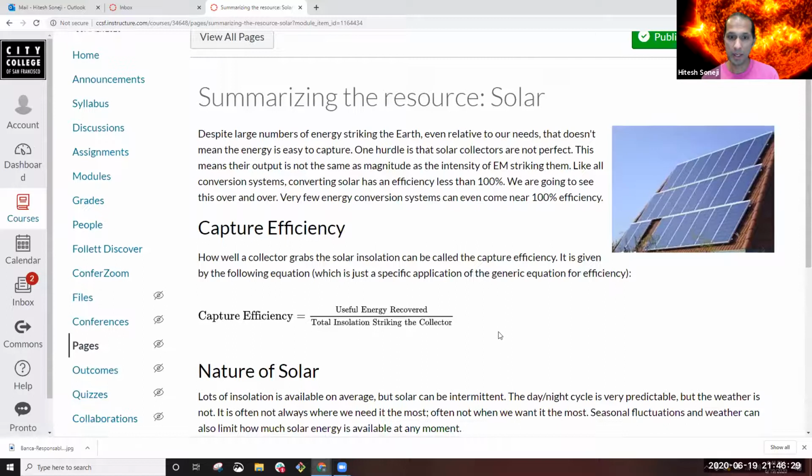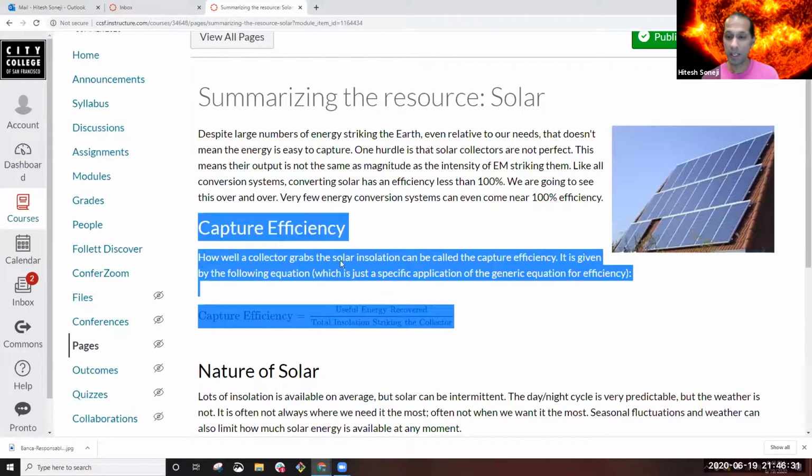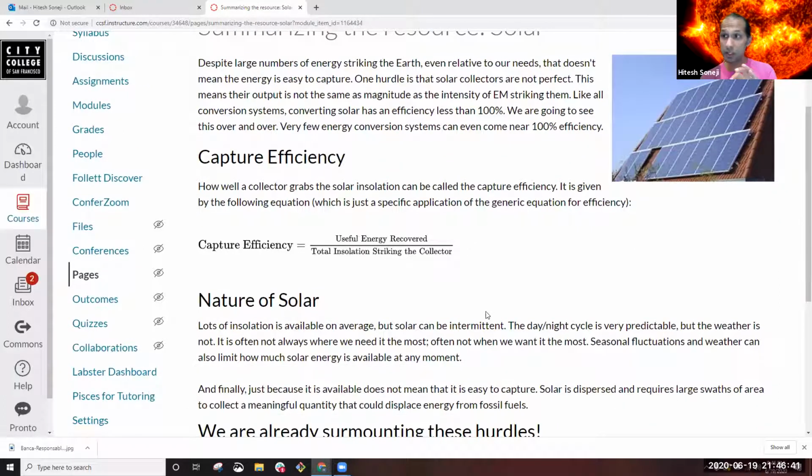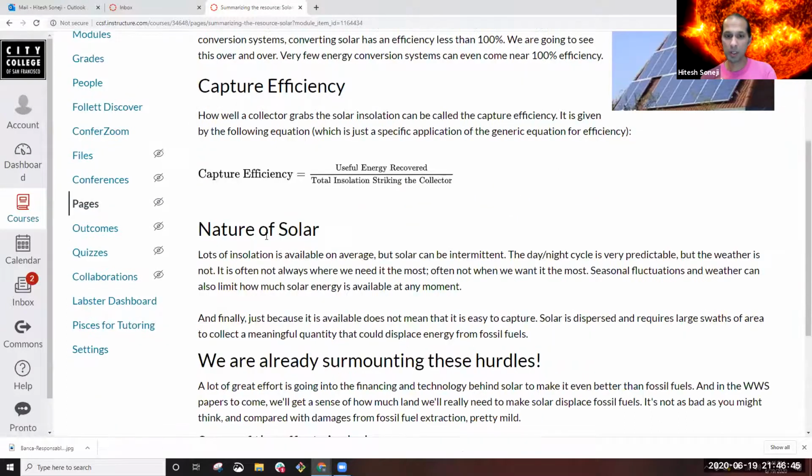And then here we introduce efficiency in the context of solar. Okay? This efficiency equation is no different than the efficiency equation you already saw. It's just being applied to solar. And the efficiency equation never changes. It just gets applied in different ways. Okay? We'll talk a little bit about solar.